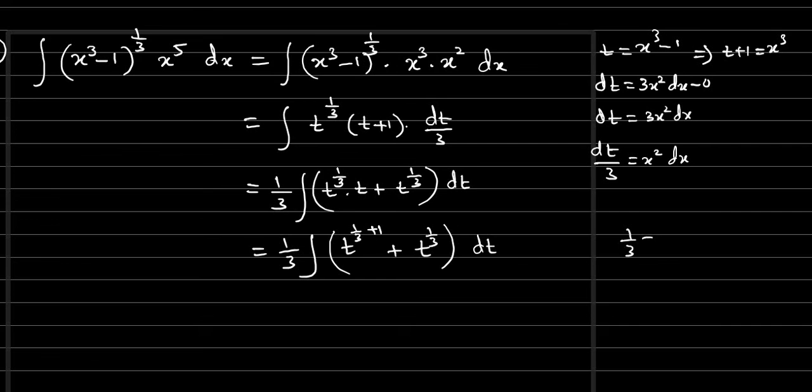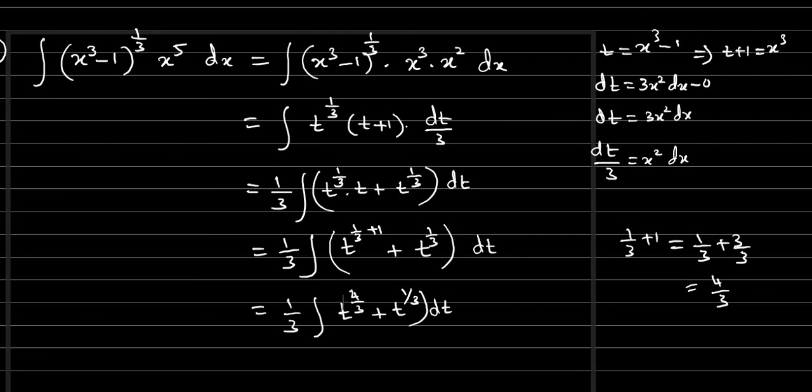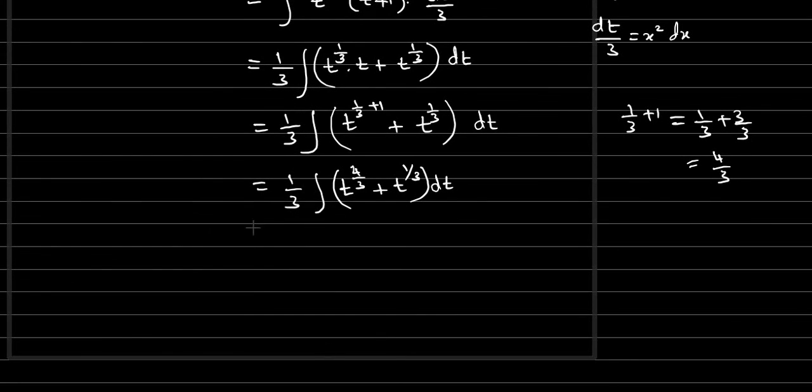Now 1 by 3 plus 1 is how much? LCM is 3, so we need 3 as the denominator. So 1 by 3 plus 3 by 3, that is 4 by 3. Okay, now 1 by 3 integral t power 4 by 3 plus t power 1 by 3 dt. Now each term we can integrate separately, and remember, this constant is applicable for both the terms inside. So 1 by 3 integral t power 4 by 3 dt plus integral t power 1 by 3 dt.